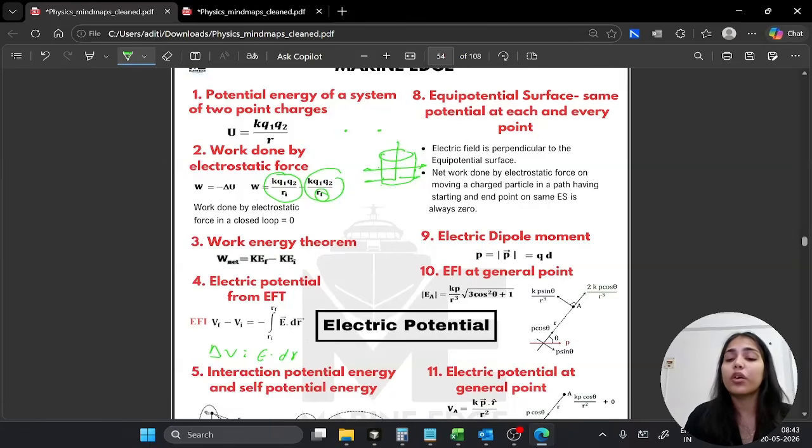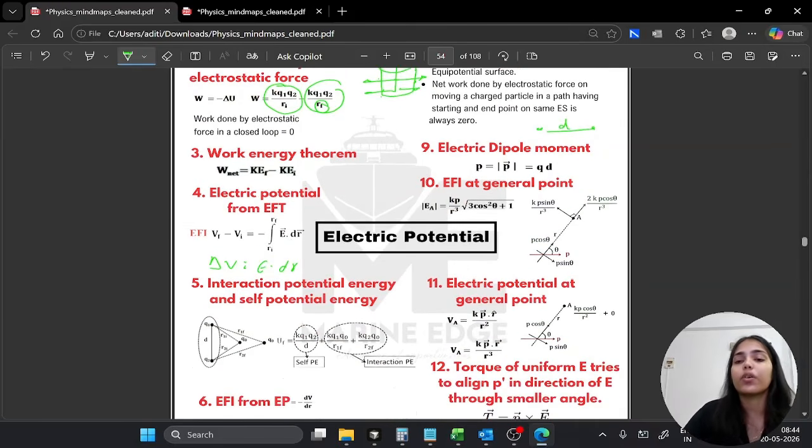Next, we have a dipole. Now, what is a dipole? We have two equal and opposite charges separated by some distance. That is called a dipole. Dipole moment is charge times the distance between the two charges. Now, if we have a dipole and we have to calculate the electric field at some general point, it is Kp upon r cube, under root of 3 cos square theta plus 1. Theta is the angle here.